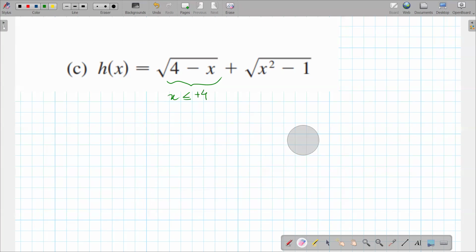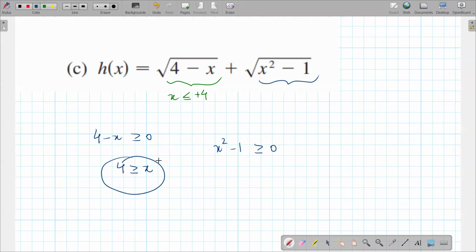Now let's look at the second one, x squared minus 1. So again, you can also do it this way, x squared minus 1. You need this bracket to be bigger than or equal to 0, right? You could have done it this way as well. You need 4 minus x to be bigger than or equal to 0. Then 4 would be bigger than or equal to x, and this is what we have here. So let's try the same approach here. X squared is greater than or equal to positive 1.